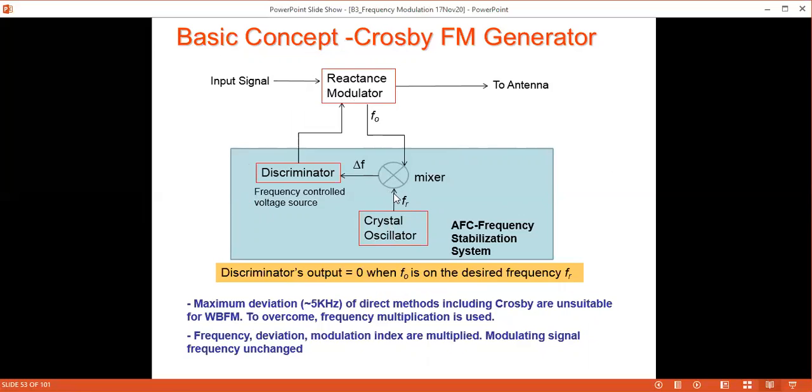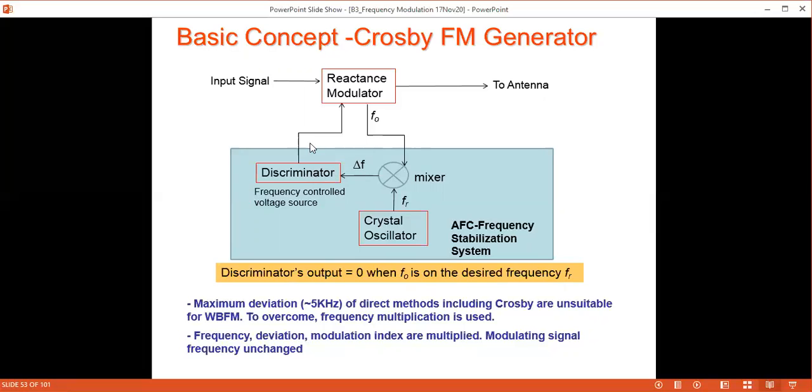Okay, where we have our crystal oscillator and the F out from the reactance modulator as inputs to our mixer. So from these two, it will produce this delta F, which is the frequency difference between the one that we want and the one that is produced. Okay, so this delta F error frequency is fed into our discriminator, and this discriminator will produce an error voltage in accordance to our delta F.